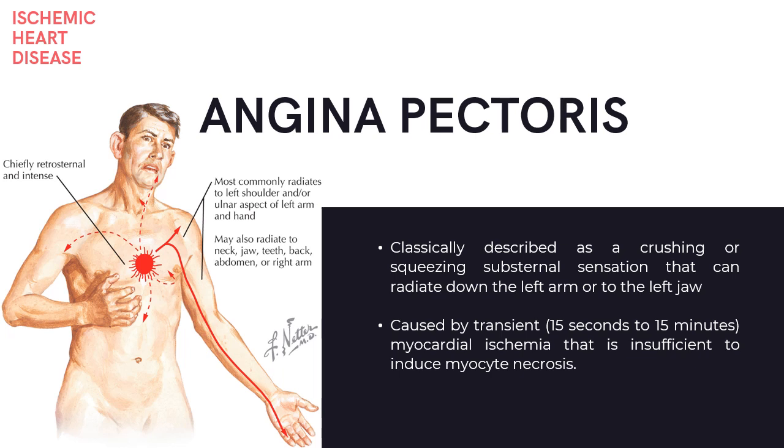And so the free nerve endings that are subserving these regions share a common pathway with the free nerve endings subserving the heart. Okay, so this is classically described as a crushing or squeezing substernal sensation that can radiate down the left arm or to the left jaw. This is caused by a transient, which means it is not permanent, around 15 seconds to 15 minutes of myocardial ischemia that is insufficient to induce the death of heart muscle cells.